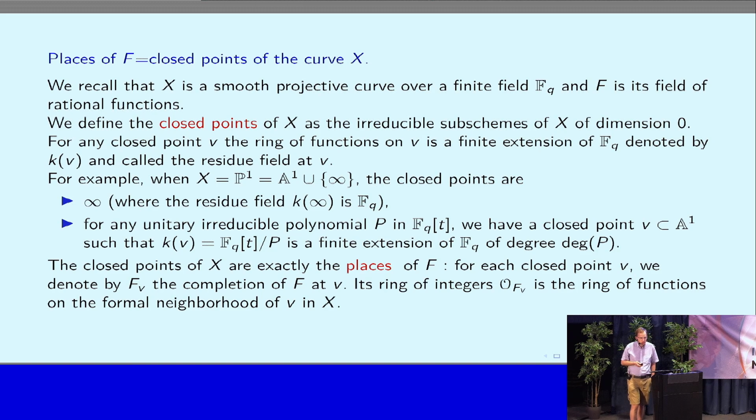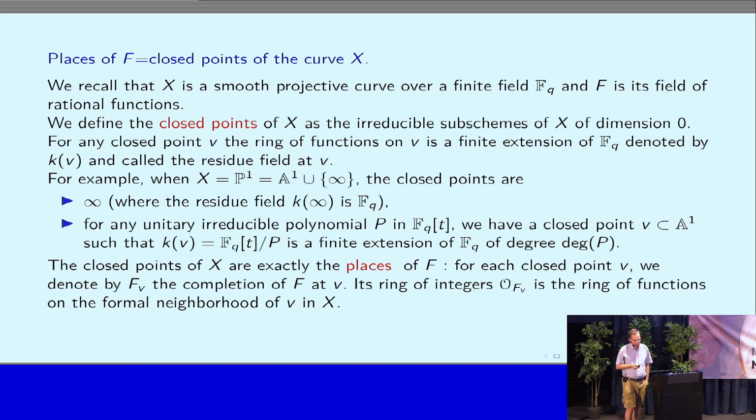And we define the closed points of the curve as irreducible subschemes of dimension zero. And for each closed point V, the ring of functions at V is a finite extension of FQ, denoted by K(V) and called the residue field at V. And so I give the example of P1 again. So the closed points are the point at infinity, where the residue field is FQ. And for any irreducible unitary polynomial P in FQ[T], we have a corresponding closed point whose residue field is a quotient, which is a finite extension of FQ of degree of P. So the closed points are exactly the places of F.